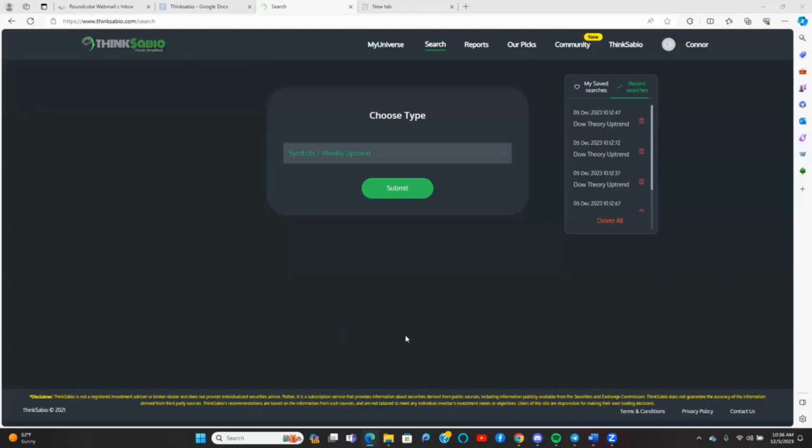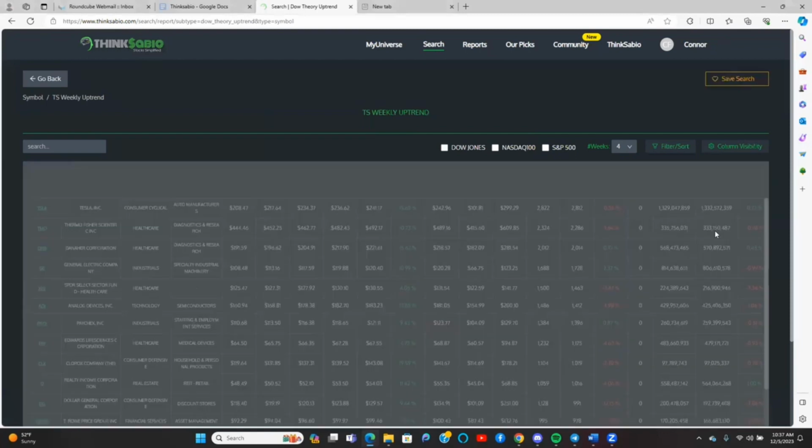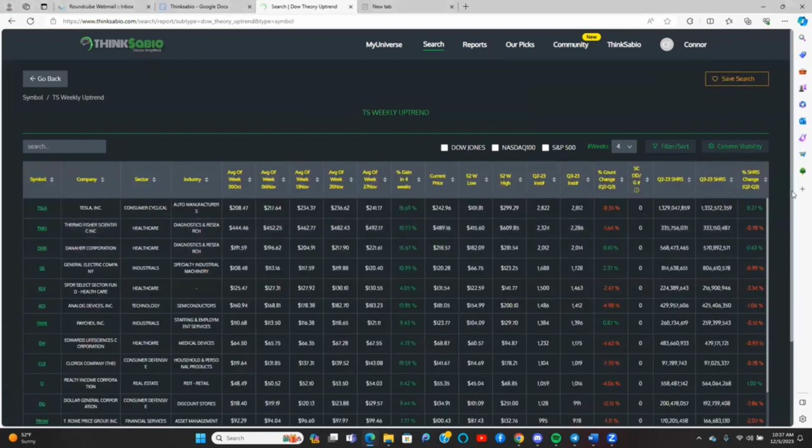All right, so the reports that we're going to look at next are the weekly uptrend and downtrend reports. They look at the stocks that have experienced growth over the last set of weeks, particularly in terms of pricing. So we'll look at the weekly uptrend first.